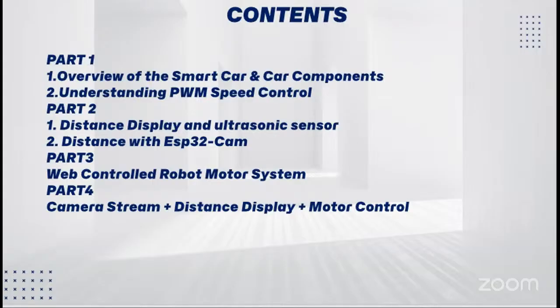The last part is the final project, which is the goal of what you are doing: to realize a robot that has the camera stream, the distance display, and that controls the car. On your interface, you'll have a small space where you'll see the live image stream. At the same time, you'll see the distance to the obstacle, and you'll be able to control the car. So that is basically what we'll talk about in our training.